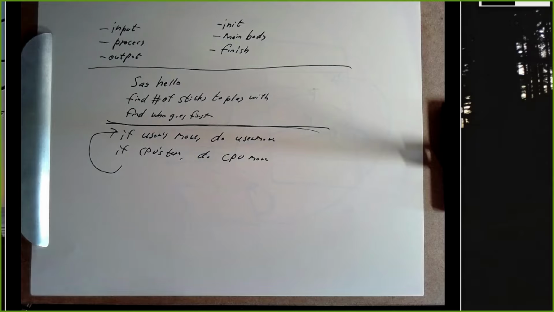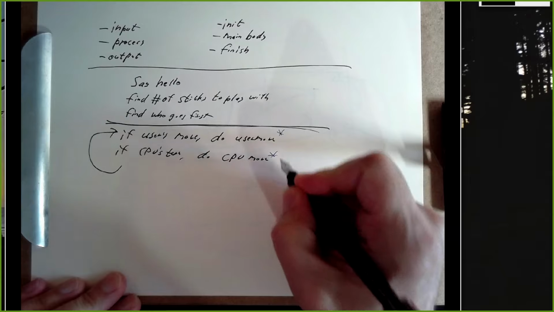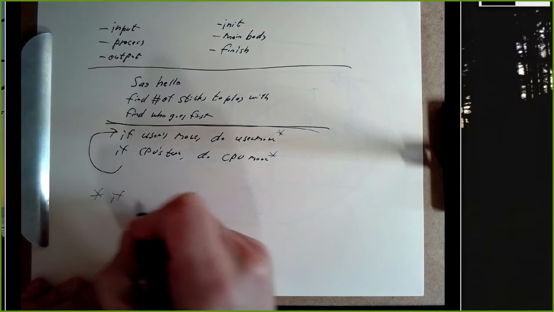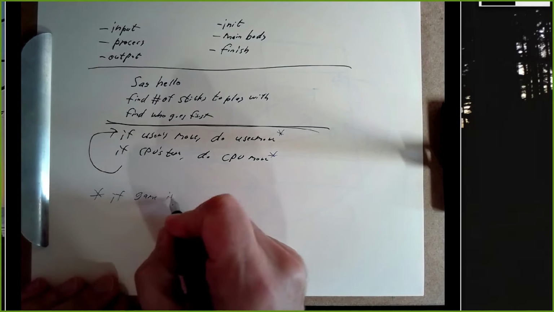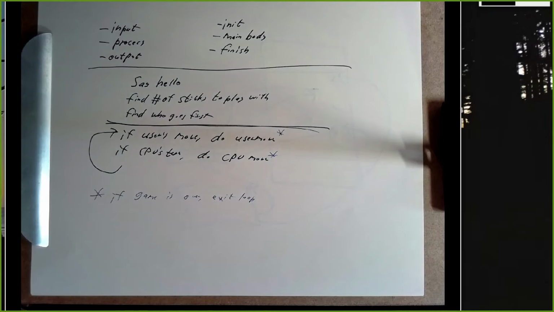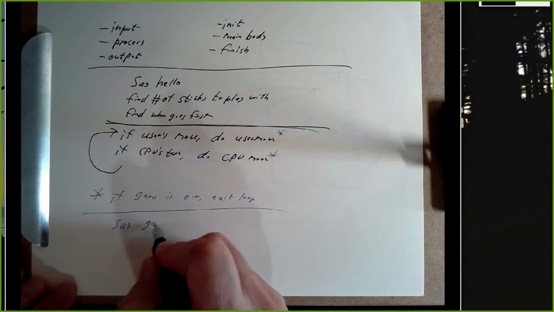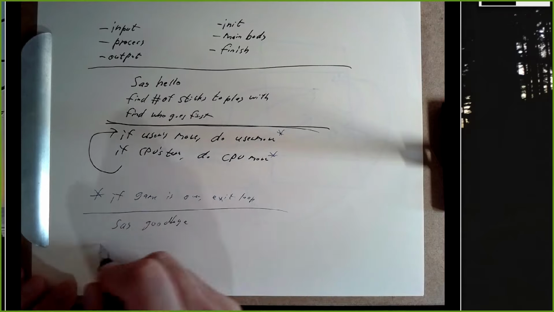Okay? We also need a way to get out of this loop. So I'm just going to put a little note here, which says every time that the user makes a move and every time the CPU makes a move, we need to check to see if the game is over. And if it is, we need to exit this loop. And once we exit, you know, we can say goodbye. And then we're done.